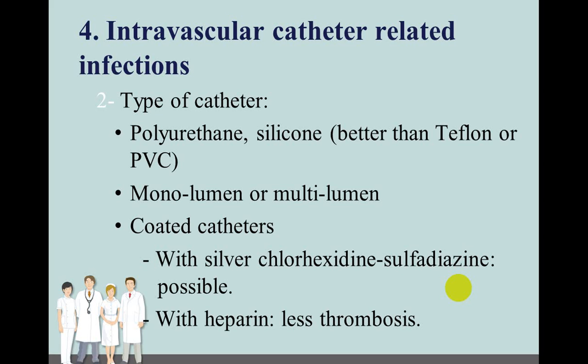Types of catheter: polyurethane, silicone, better than Teflon or PVC, monolumen or multilumen, coated catheters with silver, chlorhexidine, sulfadiazine possible, with heparin, less thrombosis.